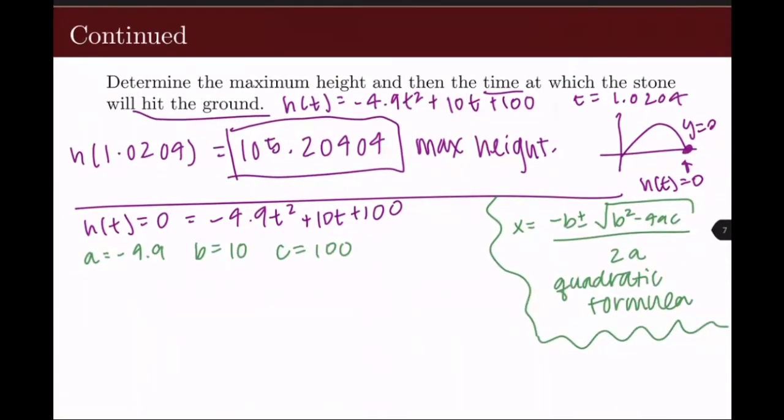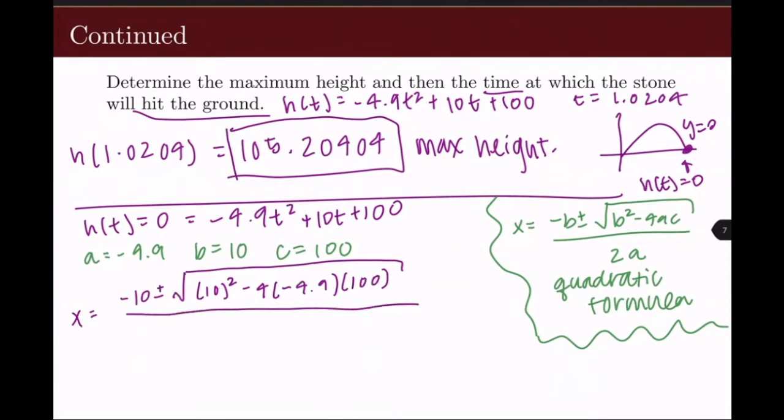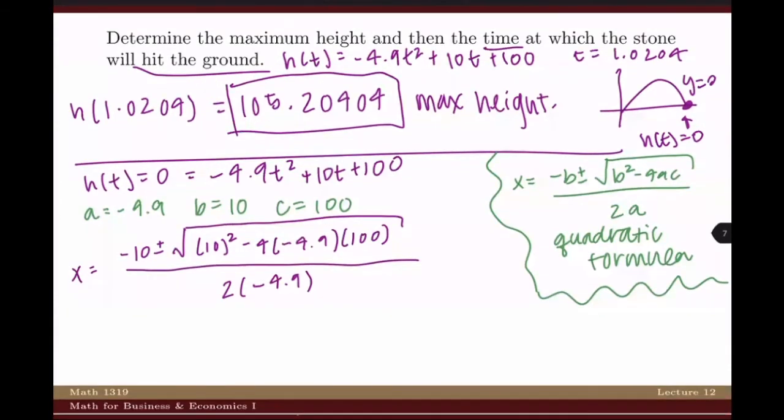All right, so now we're going to have x equals negative 10 plus or minus the square root of 10 squared minus 4 times negative 4.9 times 100, divided by 2 times negative 4.9. So I don't recommend putting all of this into your calculator at one time because it can be rather difficult. I like to solve what is under the square root first. So I'll go ahead and do that off to the side.